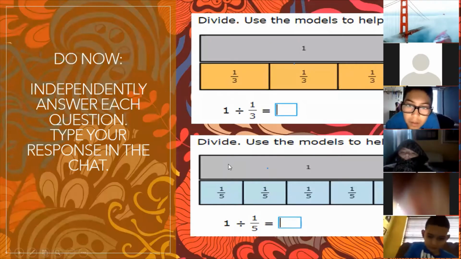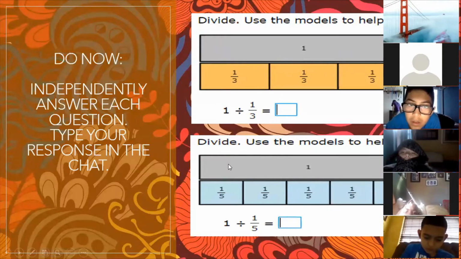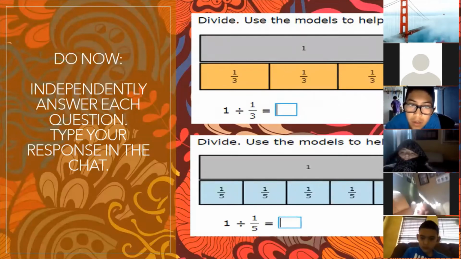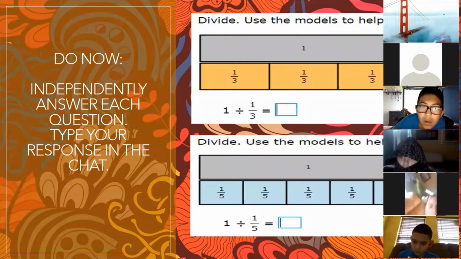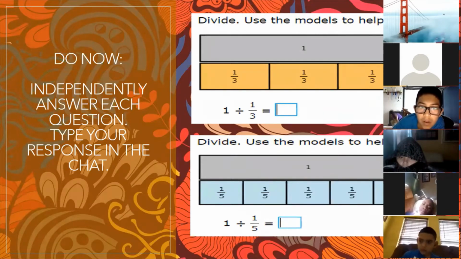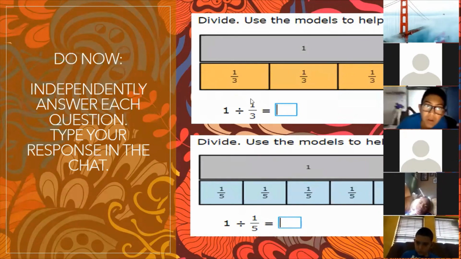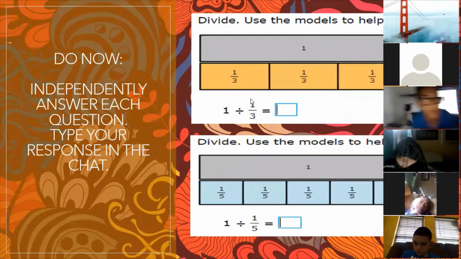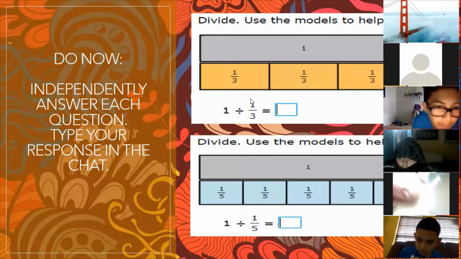All right, so the first thing we're going to do is our do now. I want you to independently answer each question and then type your response in the chat. Please make sure that your response is in a private message to me, Miss Carter, so that everyone doesn't see your answer, okay? Your first question is 1 divided by 1/3. Divide and use the models to help you. Your second question is 1 divided by 1/5. Use your models to help you.